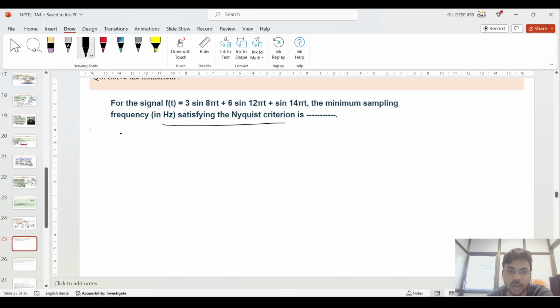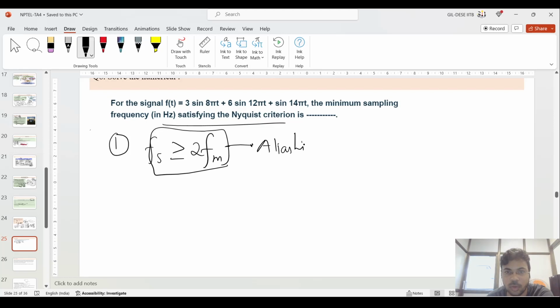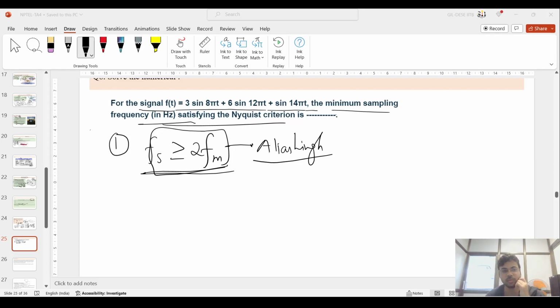Okay, coming to the next part, this question is such that using the Nyquist criteria, what I have told in the first lecture itself, that the sampling rate should be greater than or equal to 2 times the maximum frequency to avoid the aliasing phenomenon. In this question, you have three signals in summation format. You have to tell me what will be the minimum sampling frequency in hertz to satisfy this Nyquist criteria.